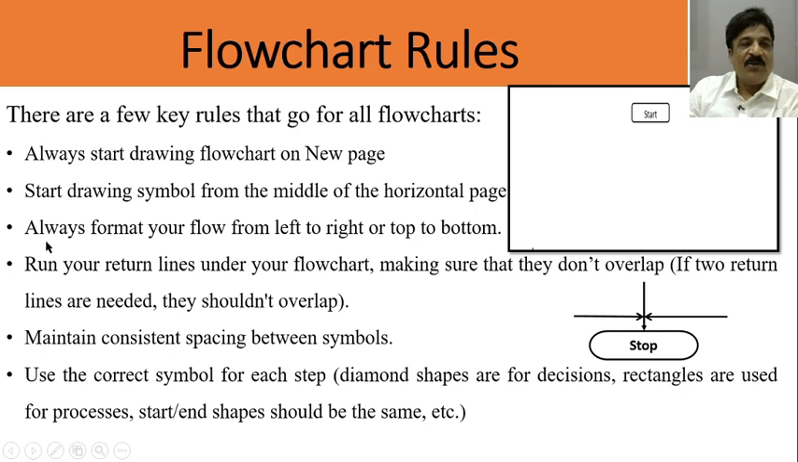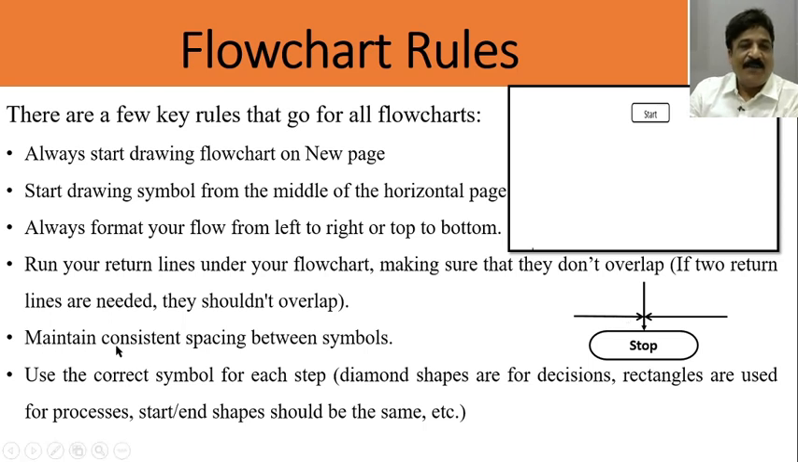Then always format your flow from left to right and top to bottom. Run your return lines under your flowchart and make sure that none of the lines overlap. Always make them a little bit upward or downward, because in the absence of an arrow, someone may assume that we are moving from one side to the other. So there might be some ambiguity, because we know that an arrow is useful to show the sequence of flow.